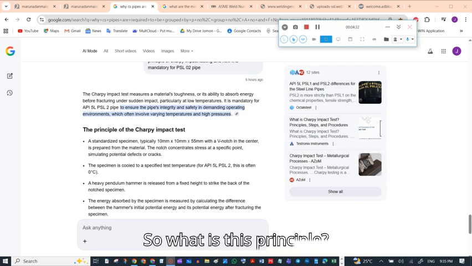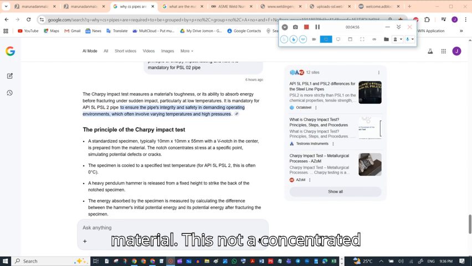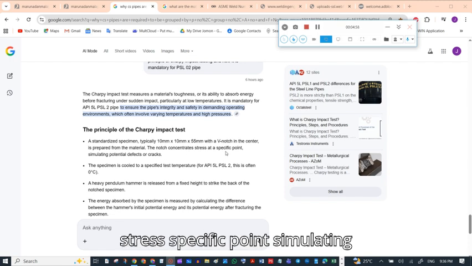So what is the principle? A standardized specimen, 10 mm by 10 mm by 55 mm, is prepared from the material. It will have a V notch in the center. This notch concentrates the stress at a specific point, simulating potential defects or cracks.